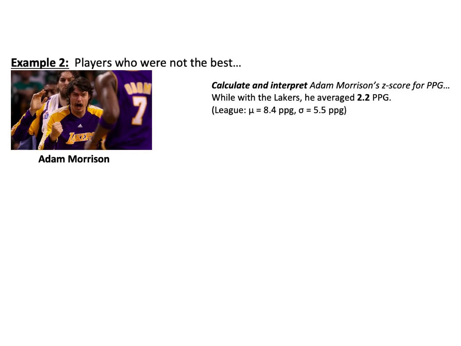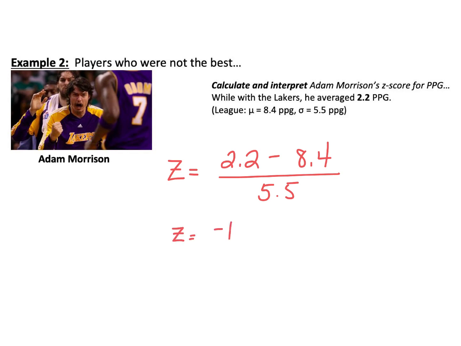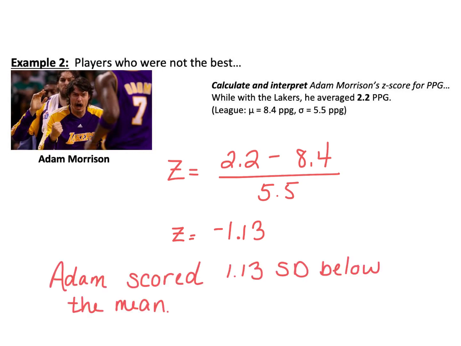But if we were to calculate his Z-score, let's see how he compares. So he had just 2.2. The mean of the league at the time was 8.4, divided by the standard deviation of 5.5. This time I get a negative value, approximately negative 1.13. So what does this indicate? That negative is indicating direction. So Adam scored 1.13 standard deviations below the mean.